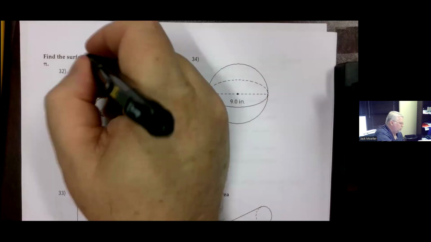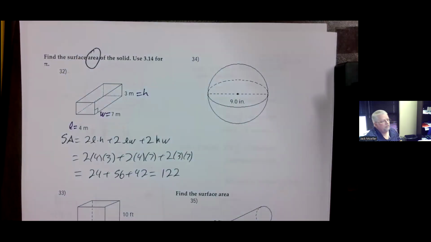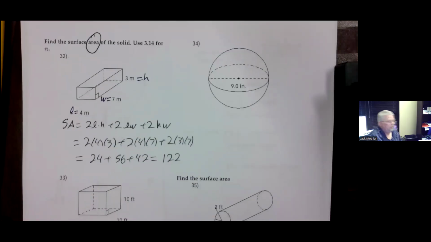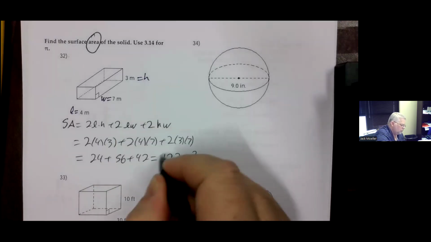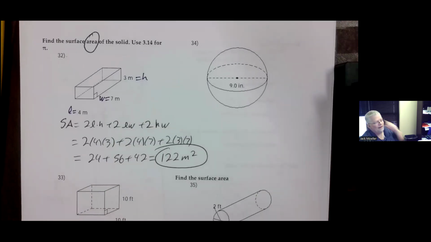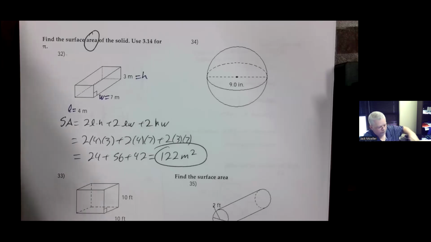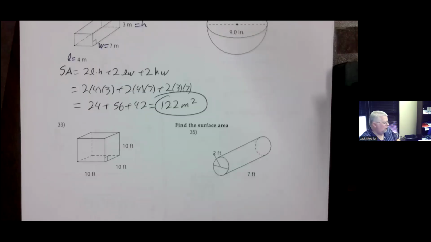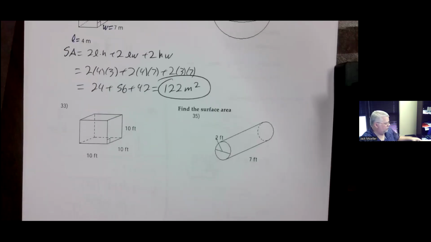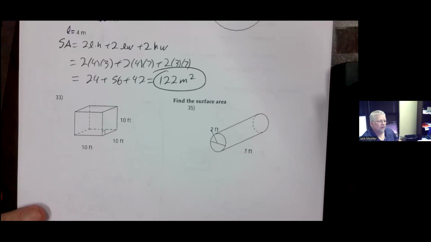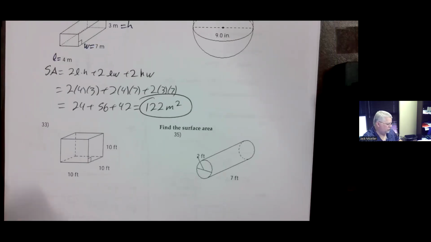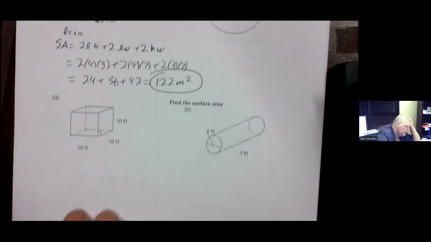So here's where, don't forget, we're talking area. So area is always squared, and we're talking meters, so that would be meters squared. So the outside of that rectangular box is 122 square meters. Like I said, for surface area, we're not going to do compound figures like the ice cream cone. We're going to keep it pretty basic.